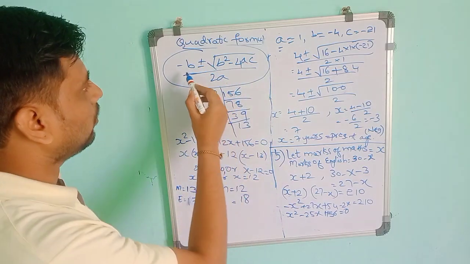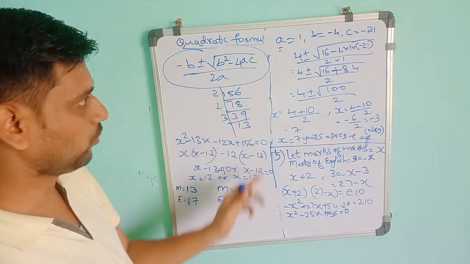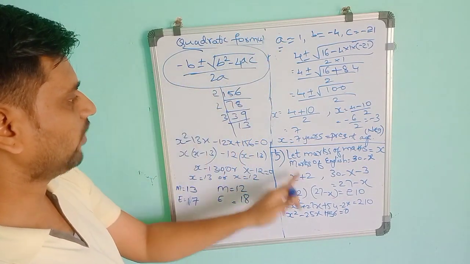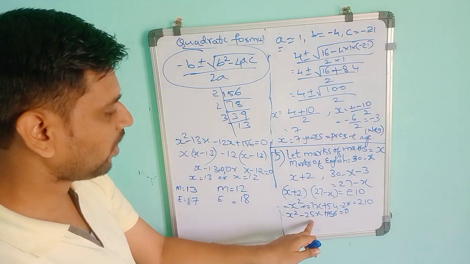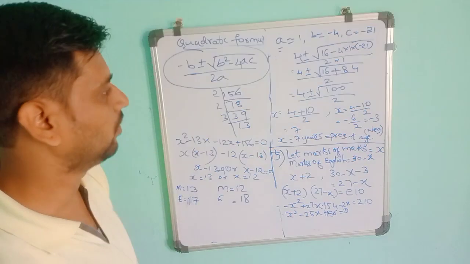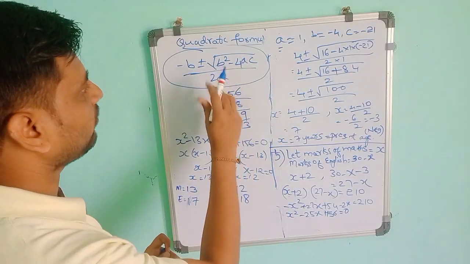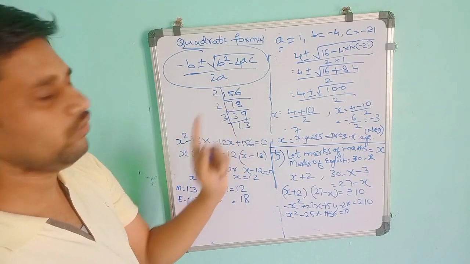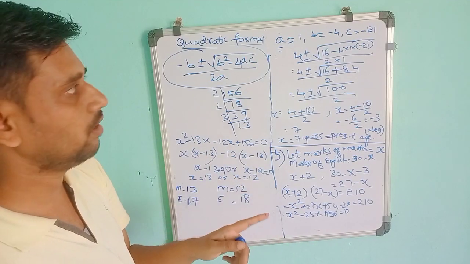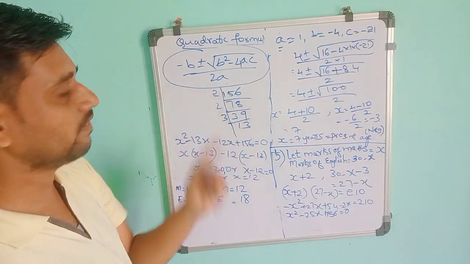How? The formula is minus b plus or minus root of b square minus 4ac divided by 2a, and a is nothing but the coefficient of x square, b is nothing but the coefficient of x, and c is nothing but the constant number. So you have to put the values and find the roots. And one more condition, b square minus 4ac should always be greater than or equal to 0. If it is lesser than 0, the answer will be no roots. If it is greater than or equal to 0, then you will get the roots.